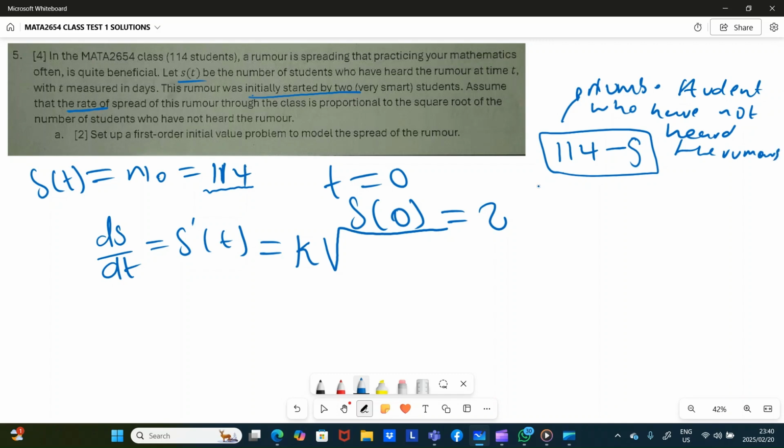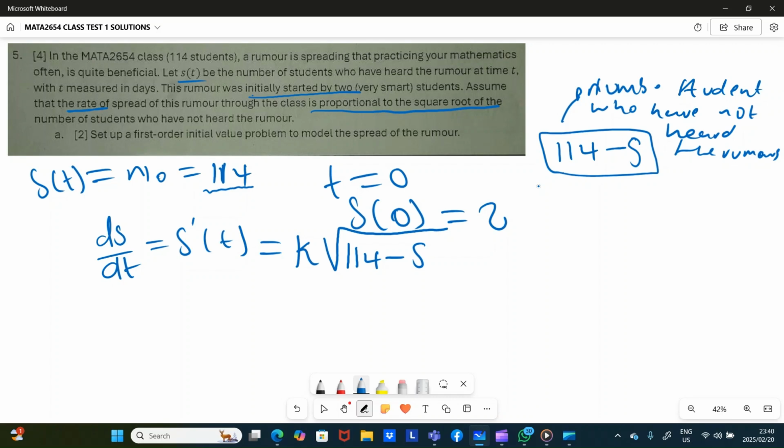So we go and plug in here, since they said the spread of this rumor through the class is proportional to the square root of the number of students who have not heard the rumor. So 114 minus s. It's like that. This is all the information I have made from just reading this statement.